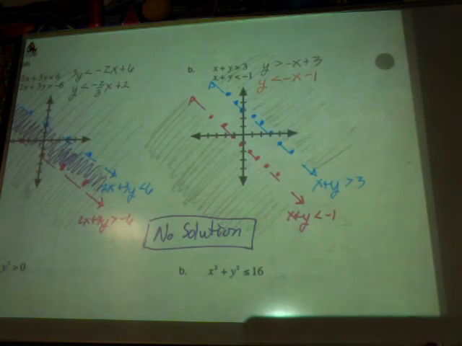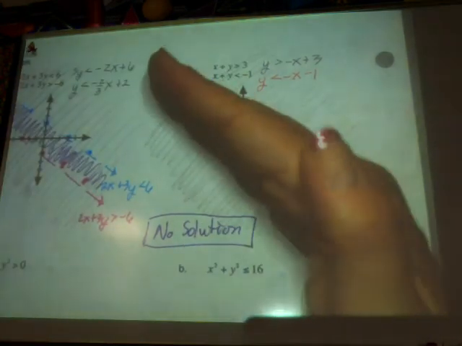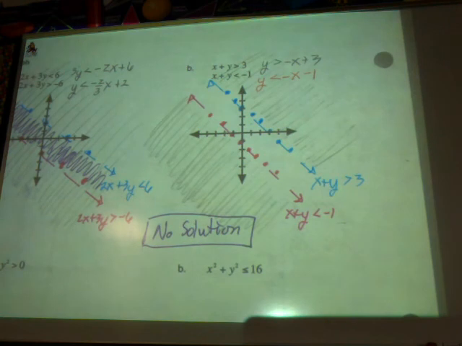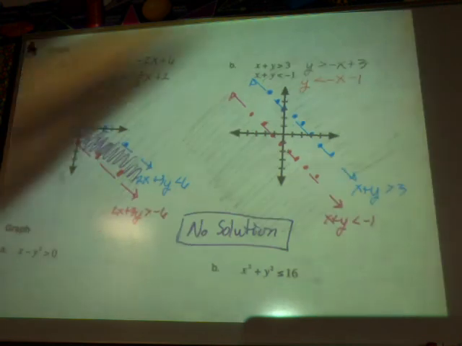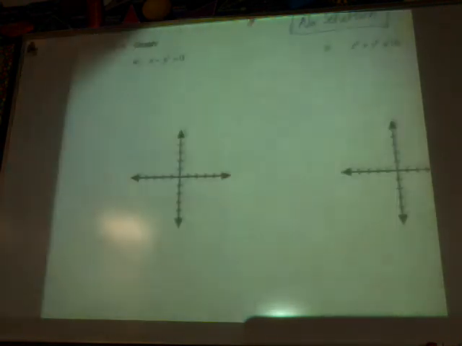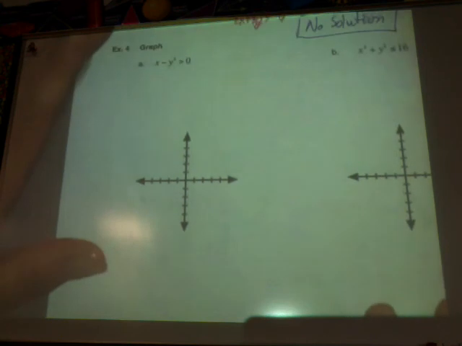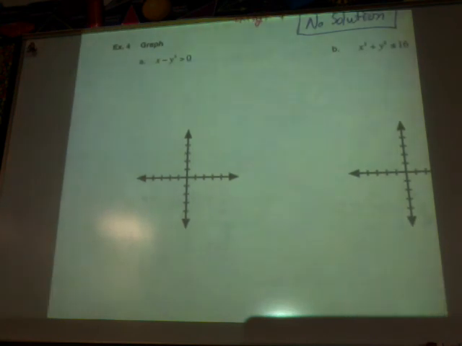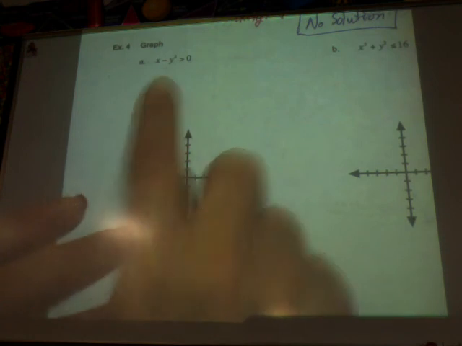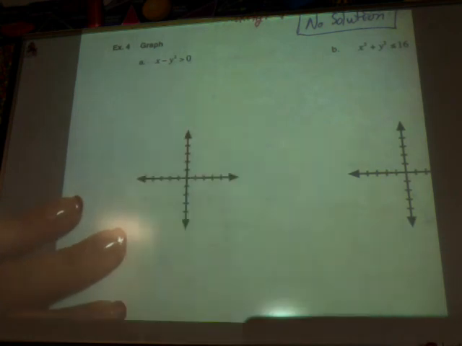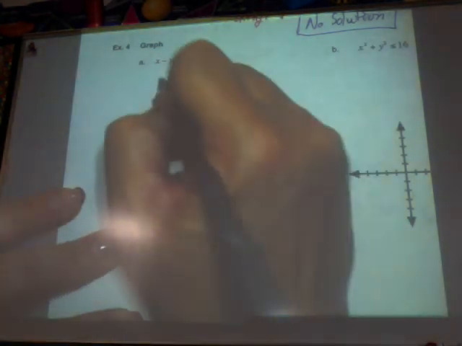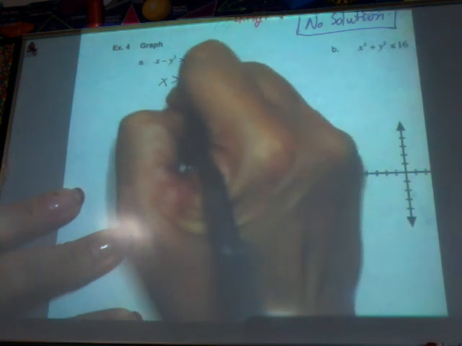What if we graphed the same line and the shading went this way and this way? Wouldn't that be all real numbers? That could happen. All right, look at number 4. Do you have a question? This time you're just graphing one little thing here. You're going to solve for x this time, not for y. So if you get x by itself, you get x is greater than y squared.